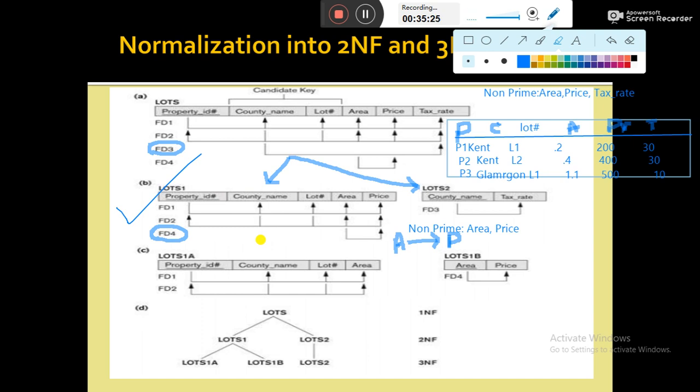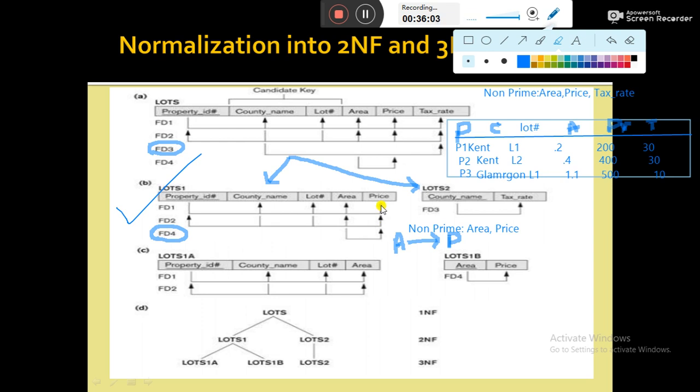Now the other way we can also check whether lots 1 is in 3NF or not is based on transitive dependency. If you look at the functional dependencies, from FD1 we can say that property ID, which is a primary key, determines area, and from FD4 we can say that area determines price.